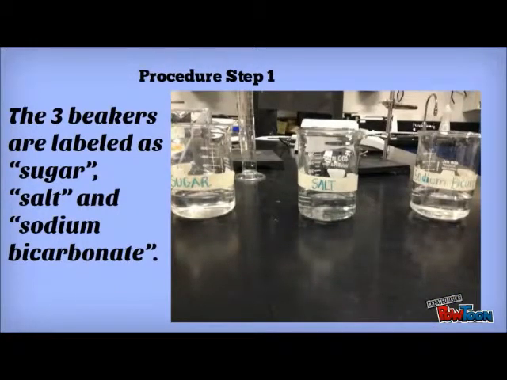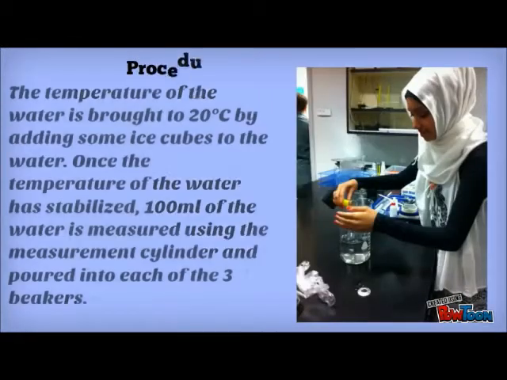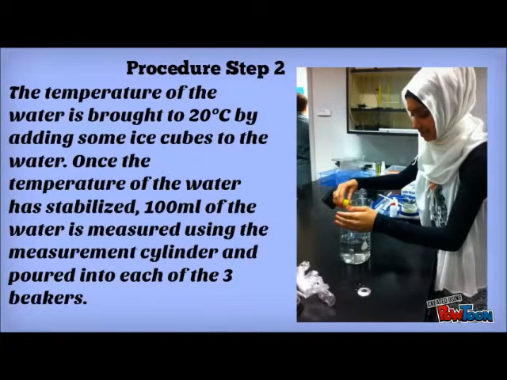Step 1. The 3 beakers are labeled sugar, salt, and sodium bicarbonate. Step 2. The temperature of the water is brought to 20 degrees Celsius by adding some ice cubes to the water. Once the temperature of the water has stabilized, 100 milliliters of the water is measured using the measurement cylinder and is poured into each of the beakers.